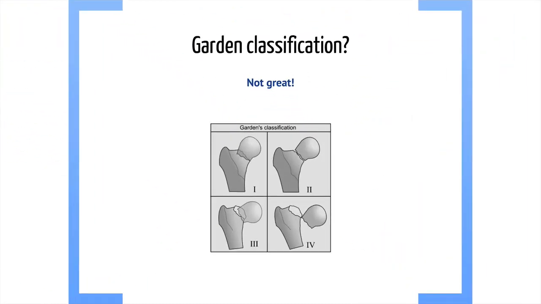Some of you, I'm sure, have heard of the Garden classification. For example, that famous phrase, 1-2 screw, 3-4 Austin Moore. However, the Garden classification is not great, and recent studies have shown that there is considerable intra and inter-observer unreliability. Instead, it's simply better to describe the fracture as either displaced or undisplaced, as we did before.